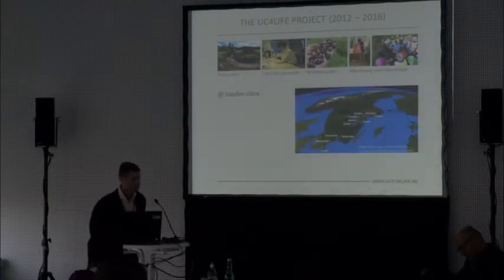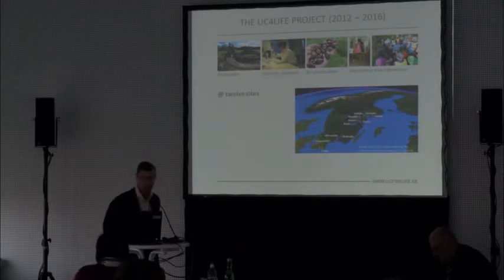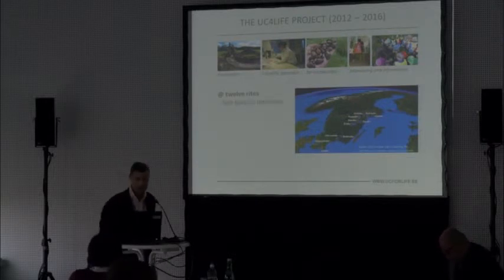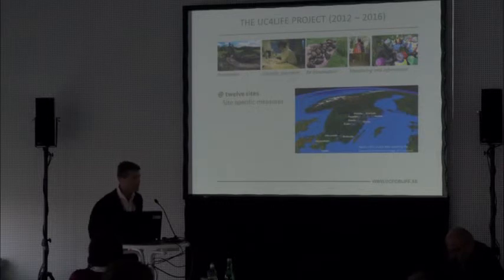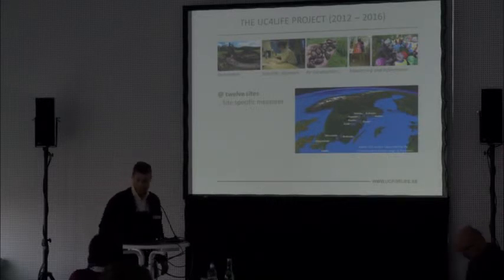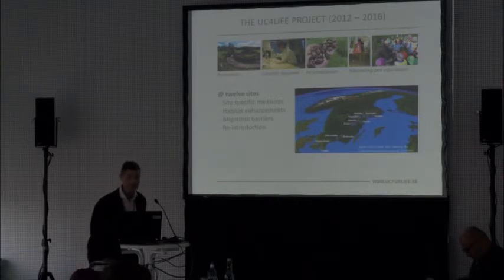We work at 12 sites within this project. And those 12 sites are all located alongside the historical distribution range of the Unio crassus. And what we're doing is, yeah, we work site specifically, as in each of the project sites, the disturbances are unique. So the measures that we are doing are unique as well. But in general, we are working with habitat enhancements, removing migration barriers, and we are reintroducing this rare mussel at places where it's become extinct.